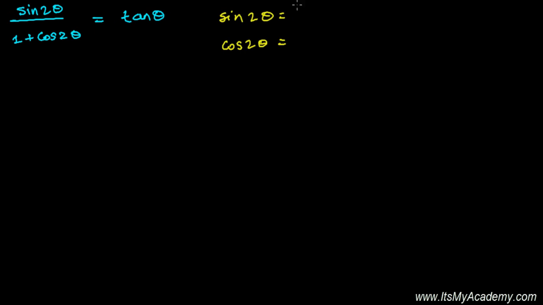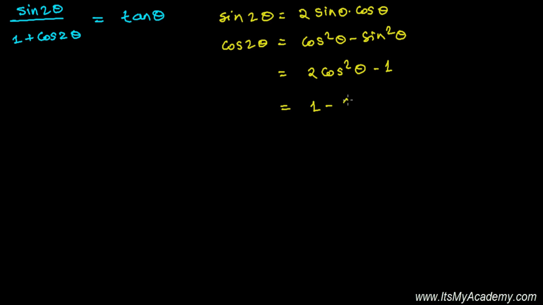There are a lot of formulas for sine 2 theta, but I'm going to write the basic one: 2 times sine theta times cosine of theta. Similarly, cosine 2 theta has almost 4 formulas. The first one is cos square theta minus sine square theta. Similarly, we have 2 cos square theta minus 1, and 1 minus 2 sine square theta, and in the tan format we have 1 minus tan square theta divided by 1 plus tan square theta. So these are the 4 formulas for the cosine of 2 theta.